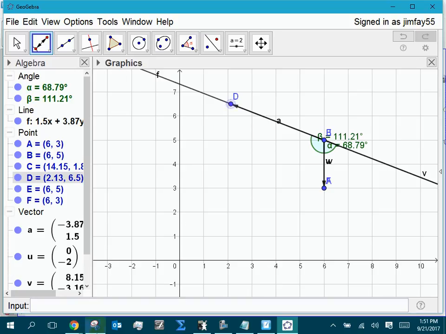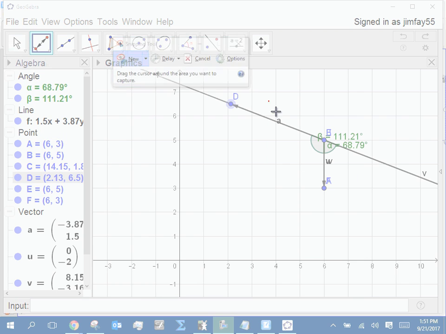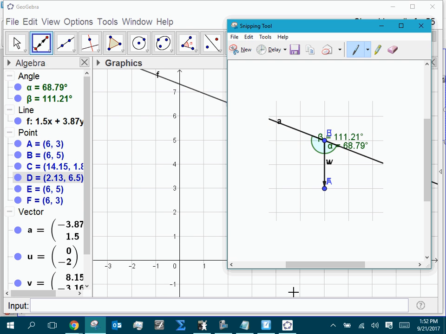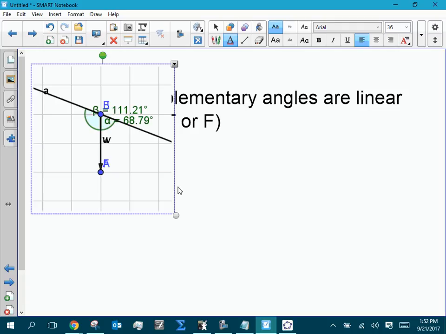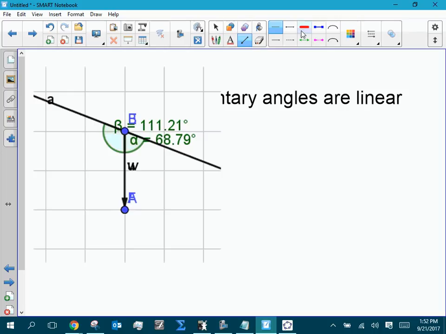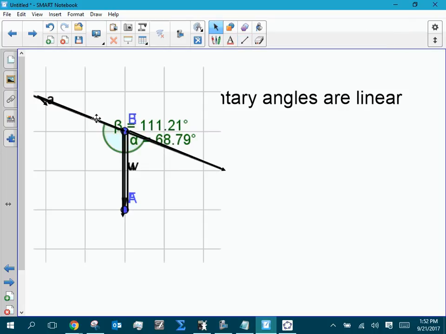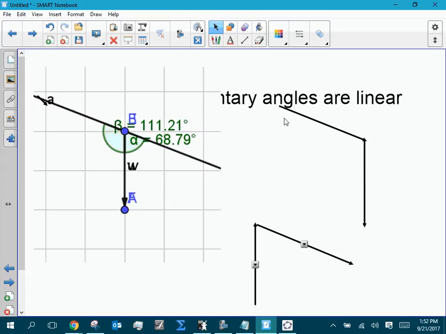Let's do this. Control C. All right, so I take those two individual angles that we just had that were together, and I do this with them, and I just reposition them. Is this one still 111.21? Yeah. Is this one still 68.79? Yeah. Do they still add to 180?